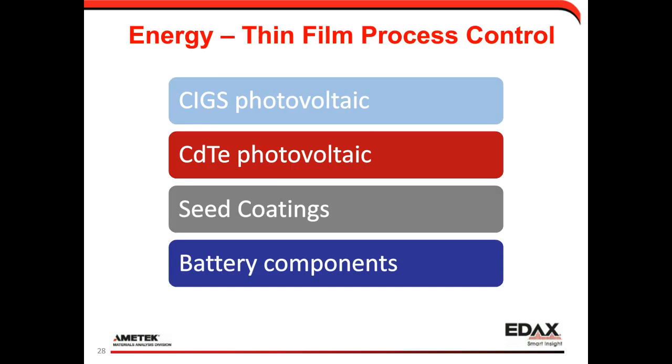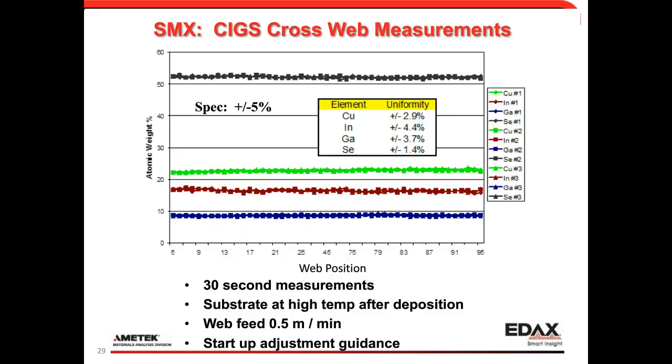Okay, one area where XRF is very commonly used is in thin film process control for photovoltaic layers, battery components, seed coatings, that kind of thing. Here's an example where we are measuring copper, indium, gallium, selenium photovoltaic absorber layer being put down on a flexible steel substrate.